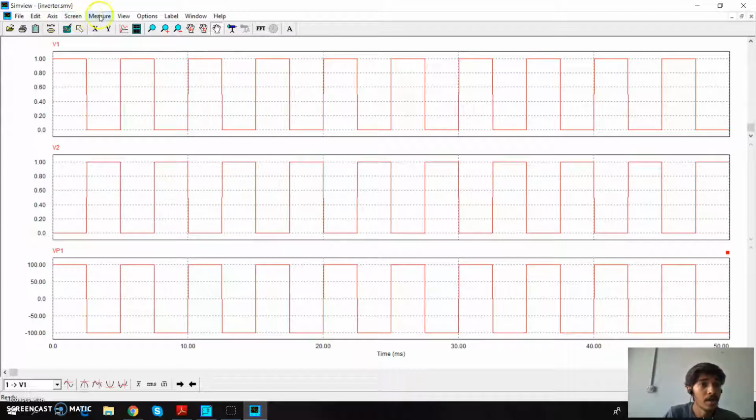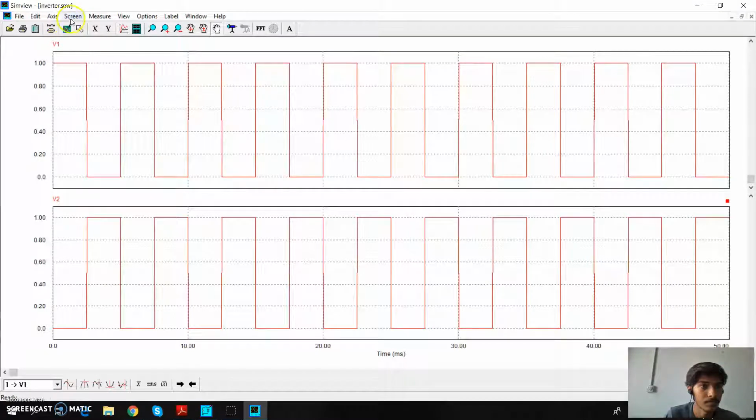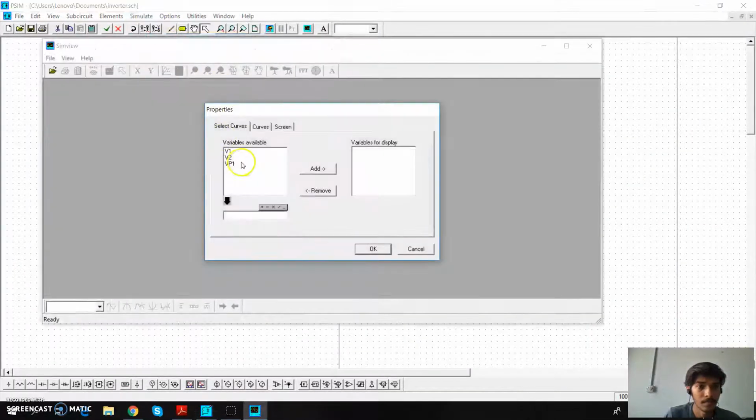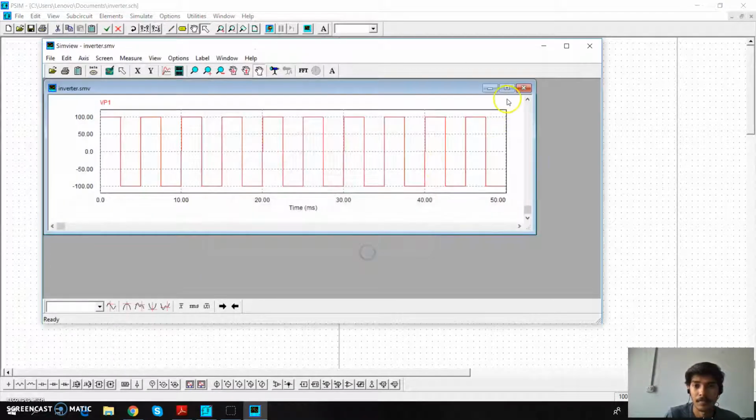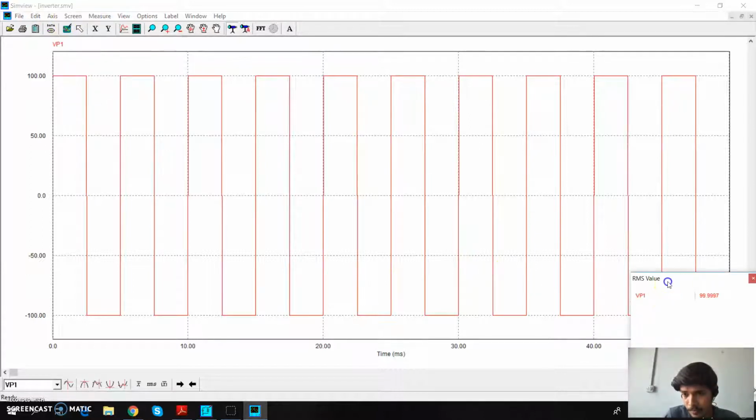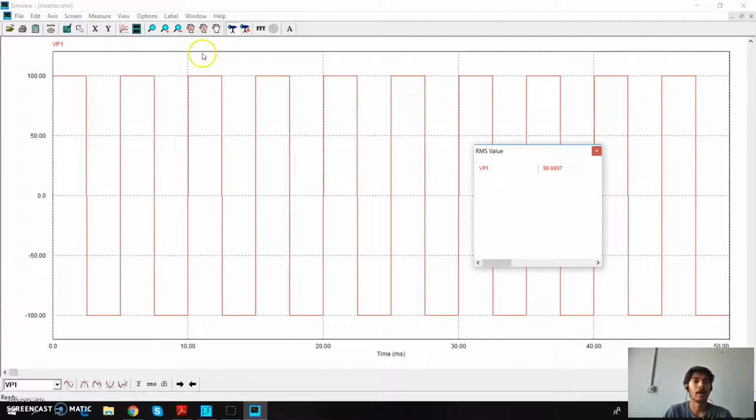Now here, using the measure, we have various options. We can get the average value of the waveform as well as the RMS value. Now we will delete the unwanted screens. So now we will find the RMS value of this waveform. It is 100 volt. Now, how can we calculate the RMS value?